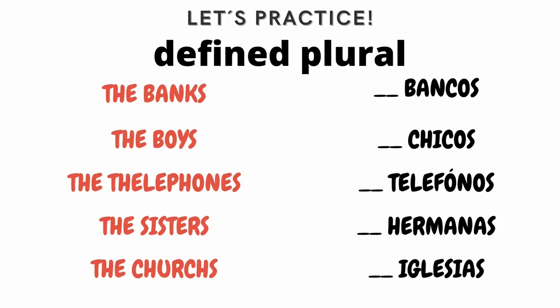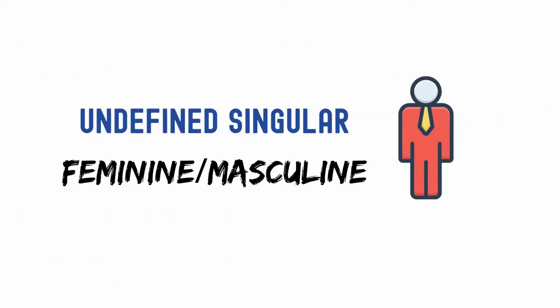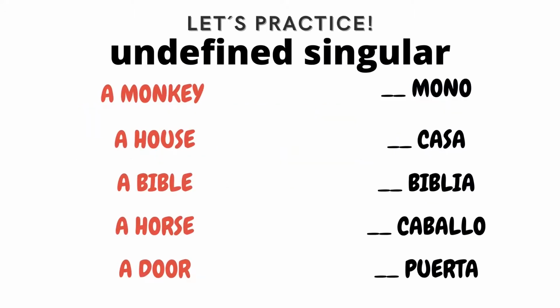Now let's practice the undefined singular and feminine or masculine. Monkey is masculine, singular, undefined, you will say un mono. Casa, feminine, singular, undefined, you will say una casa. Biblia, feminine, singular, undefined, you will say una Biblia. Caballo, masculine, undefined, singular, un caballo. And door, puerta, feminine, singular, undefined, una puerta.